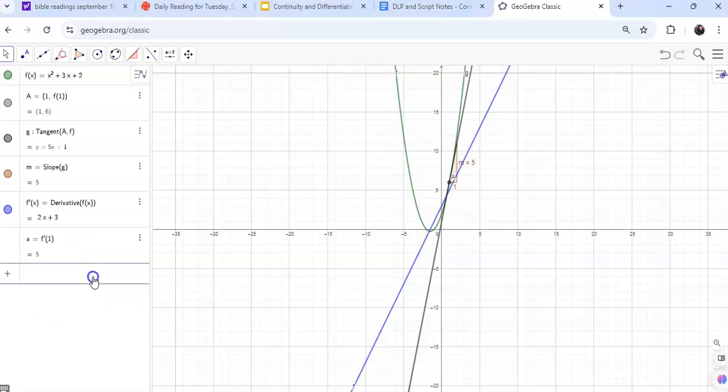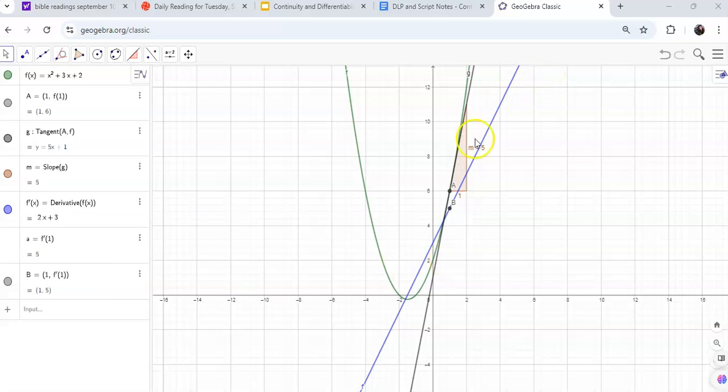Now let's type the ordered pair 1, comma f prime of 1. We now have point B along the derivative function, right? And our point B is at (1, 5). And after typing the ordered pair 1, comma f prime of 1 in GeoGebra, we got f prime of 1 equals 5, meaning that the slope of the line tangent to the curve at A is 5.